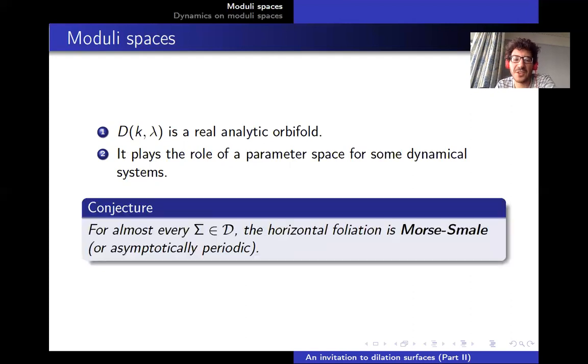And that conjecture that we had on the structure of horizontal foliations becomes a conjecture on this parameter space, for which we're using the natural Lebesgue measure, the class of the Lebesgue measure, induced by the structure of real analytic orbital. Okay.